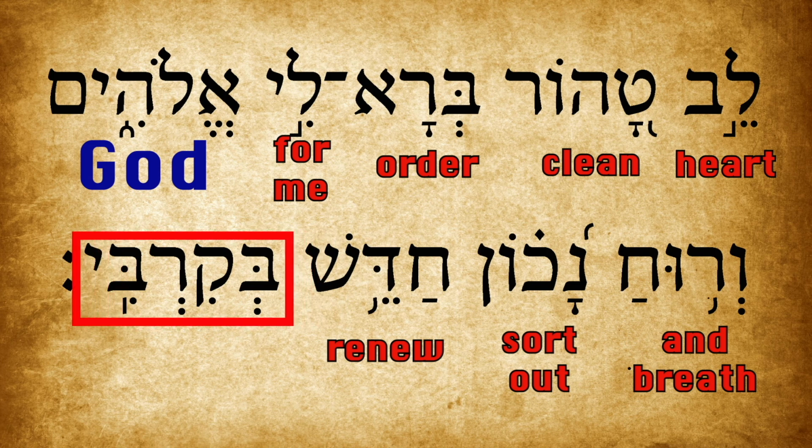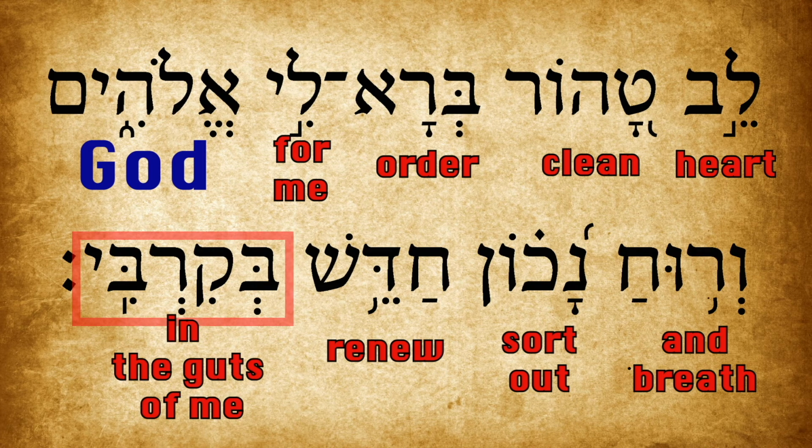And the next word, bekirbi, has the prefix be, which is the preposition in or with. And there's a suffix on this word, the hirik yod there on the end. That is our first person singular pronoun, I or me, just like in the first phrase. And the word itself means intestines or guts. It is in the guts is where the ruach resides. So we can translate this in the guts of me.